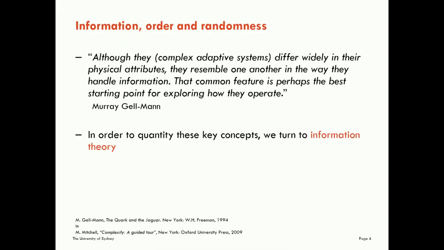One more quote that I want to share with you is a very nice one from Murray Gell-Mann, who was one of the founders of complex systems science and indeed a Nobel laureate. He said, "Although they, complex adaptive systems, differ widely in their physical attributes, they resemble one another in the way they handle information. That feature is perhaps the best starting point for exploring how they operate." That's exactly the standpoint we're taking in this course about using information theory to analyze complex systems. So in order to quantify all of these key concepts, we're turning to information theory.